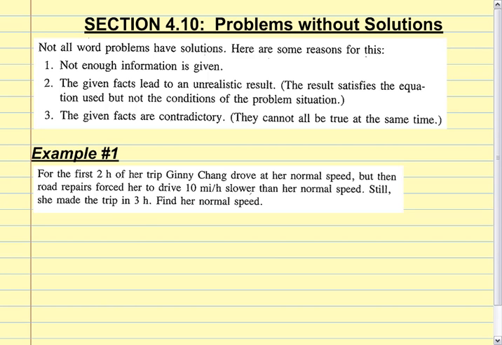All right. Now, there are three things that we're going to look at for when word problems don't have a solution. Maybe not enough information is given. That's one. The facts lead to an unrealistic result. You do the math and you get an answer, but the answer doesn't make sense in terms of the problem. For instance, the side of this triangle is -2 feet. Okay, you can't have a side of a triangle that's -2. Doesn't make any sense. All right?